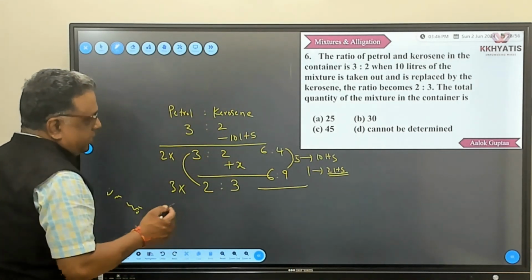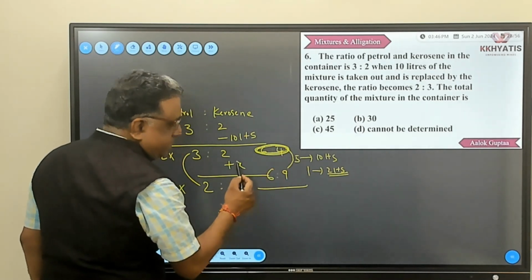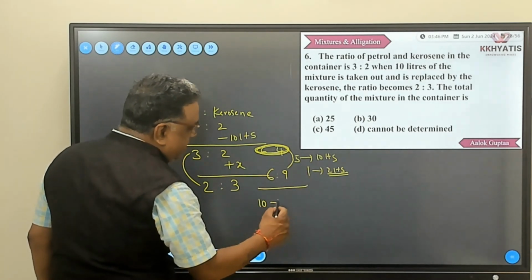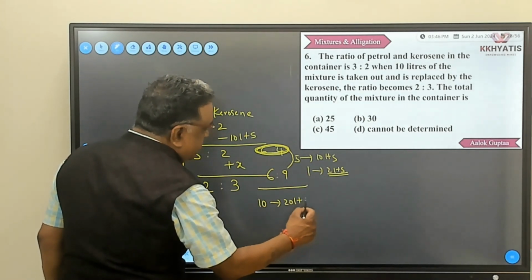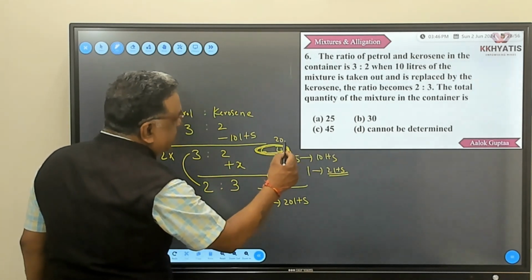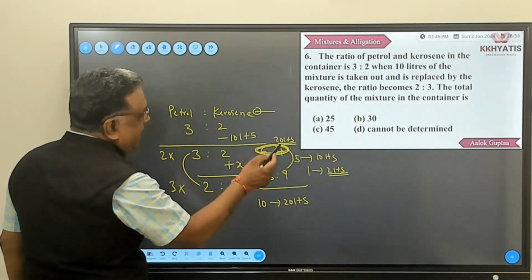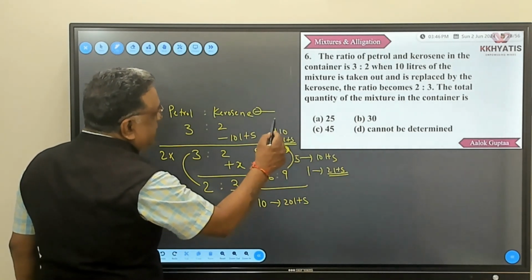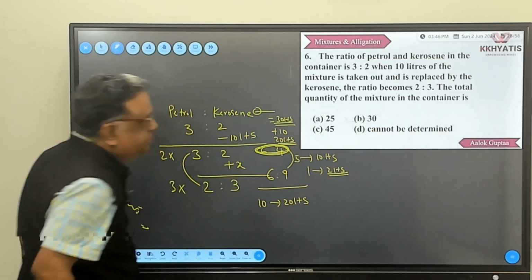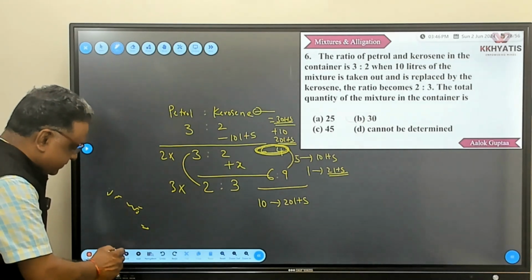Now, this total ratio is how much? 10. 6 plus 4, 10. 1 is 2 liters, so 10 will become 20 liters. Which means after taking out, this would have been 20 liters. मेरे को original पूछा हुआ है. So if I add 10 to this, 30 liters should have been the original solution. Clear? Next.